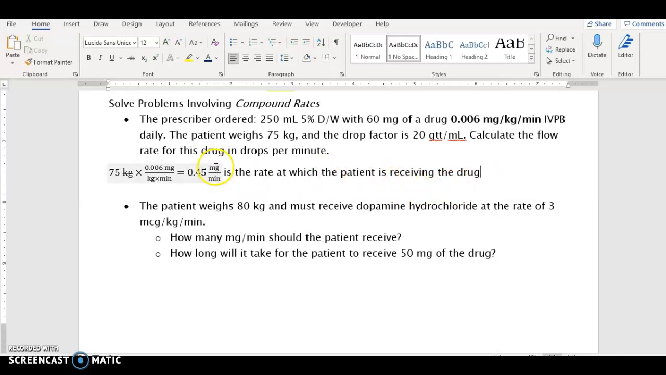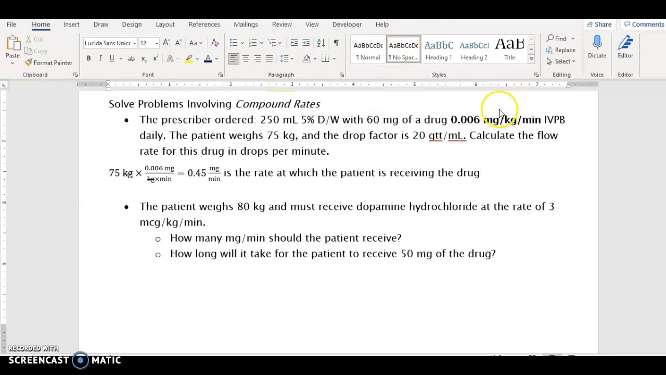So our final answer is going to be in drops per minute, so we're not quite there yet. We are eventually going to use the drop factor, which says that 20 drops is equal to 1 milliliter. Other than the patient's weight and the compound rate, we're done with the compound rate. We don't need that anymore since we have the drug rate. So other than the weight, the drop factor, and the compound rate, the only other information is that the volume of solution is 250 milliliters, and it contains 60 milligrams of the drug.